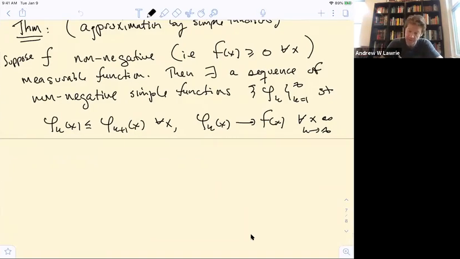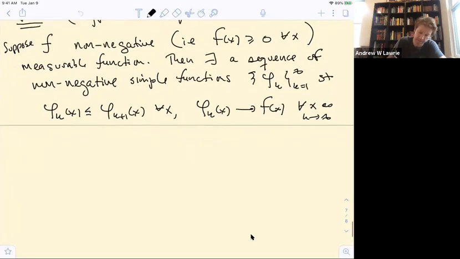So every non-negative measurable function can be approximated below by an increasing sequence of simple functions, and the proof is not so hard actually. We're just going to chop up. So first we're going to truncate f. So, truncation.